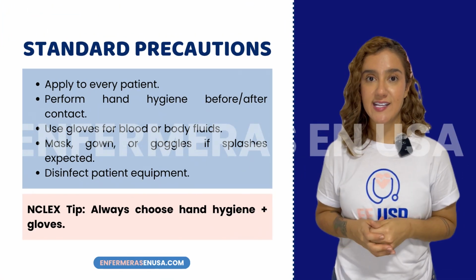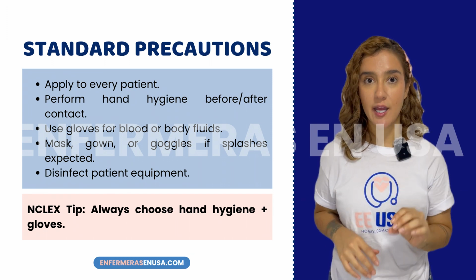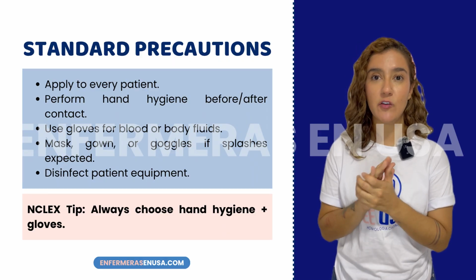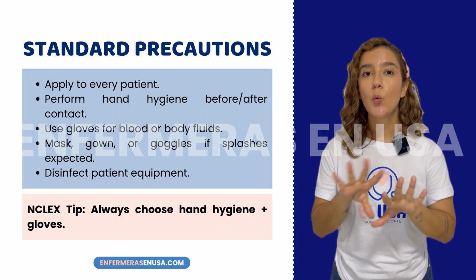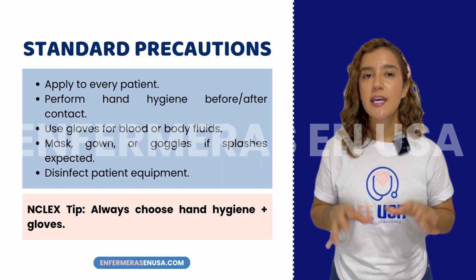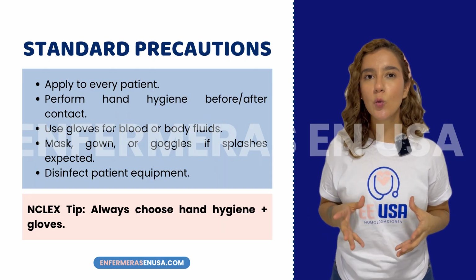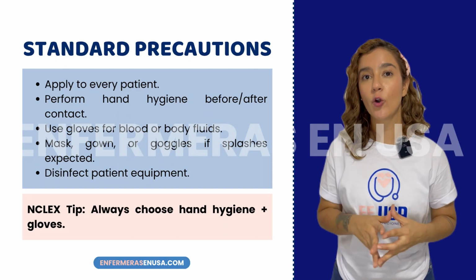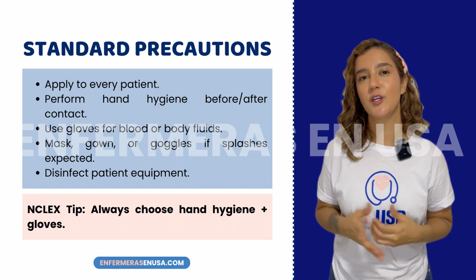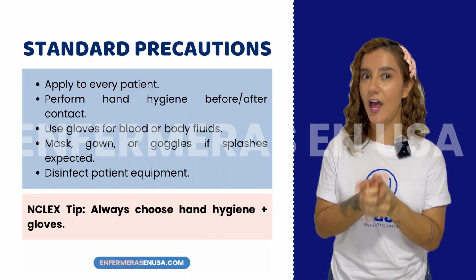Let's begin with the basics. Standard precautions. These are applied to every patient, every time, no matter their diagnosis. This means always perform hand hygiene before and after touching a patient. Wear gloves when there's any chance of contact with blood or body fluids. Use a mask or face shield or gown if splashes are possible. And always disinfect patient equipment before using it again. An NCLEX tip: if you are not sure which isolation type to use, pick standard precautions and make sure your answer includes hand hygiene and gloves.